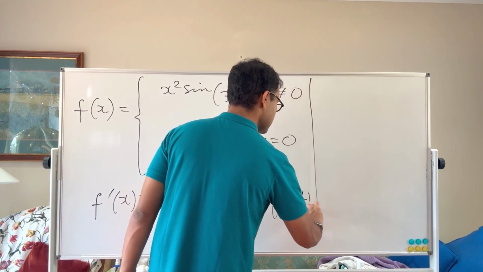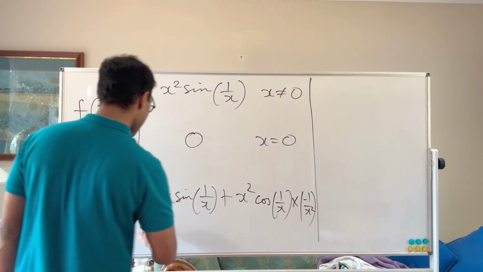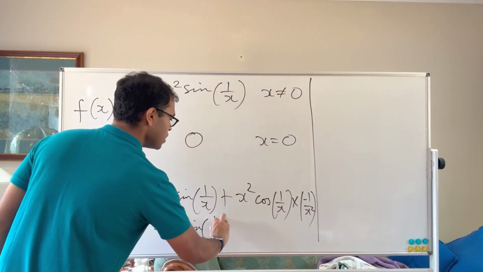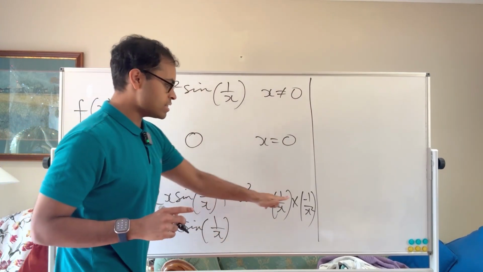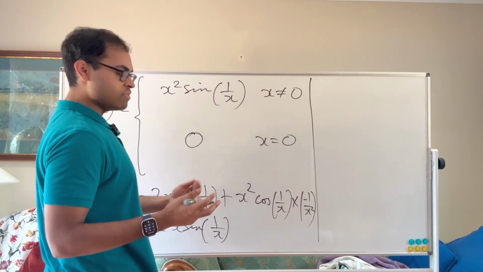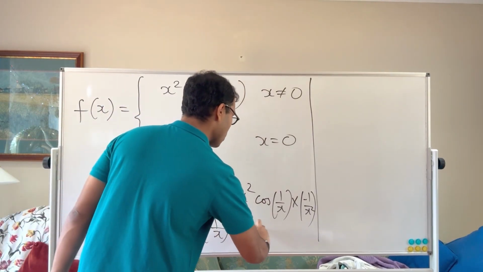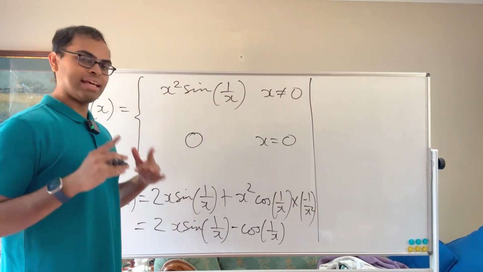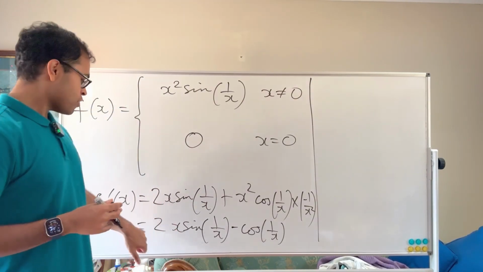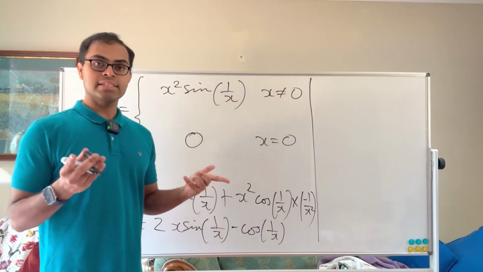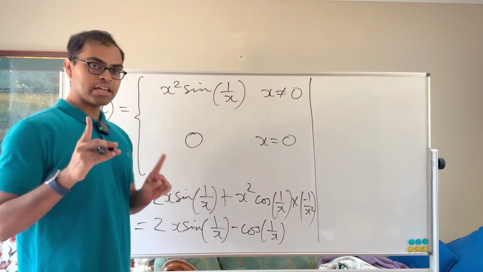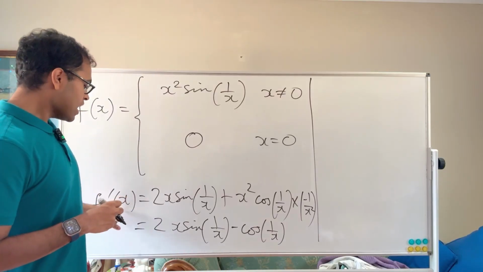If we expand this out, we get 2x times sine 1 over x, but also the x squared and the minus 1 over x squared cancel to give a minus 1, so we get minus cos of 1 over x. Now the issue here is that if you take the limit as x goes to 0 of f prime of x, you are not going to get something that's well defined. We're going to go through that in detail later.